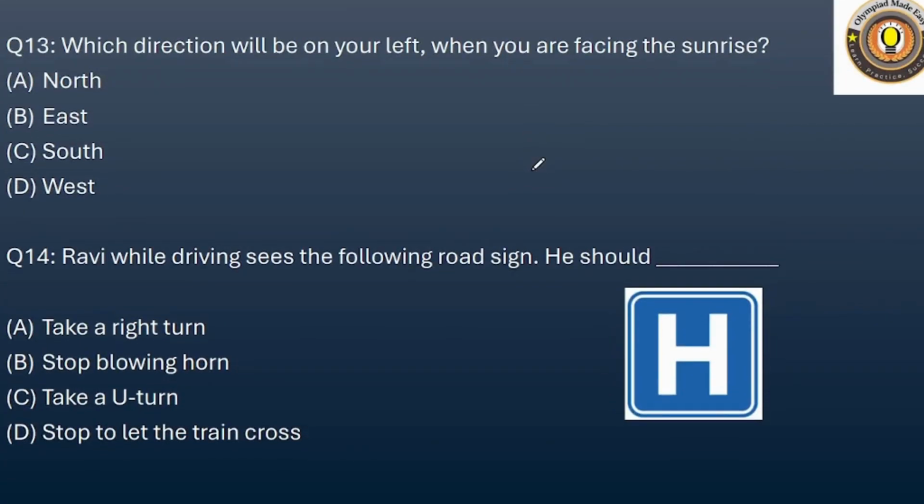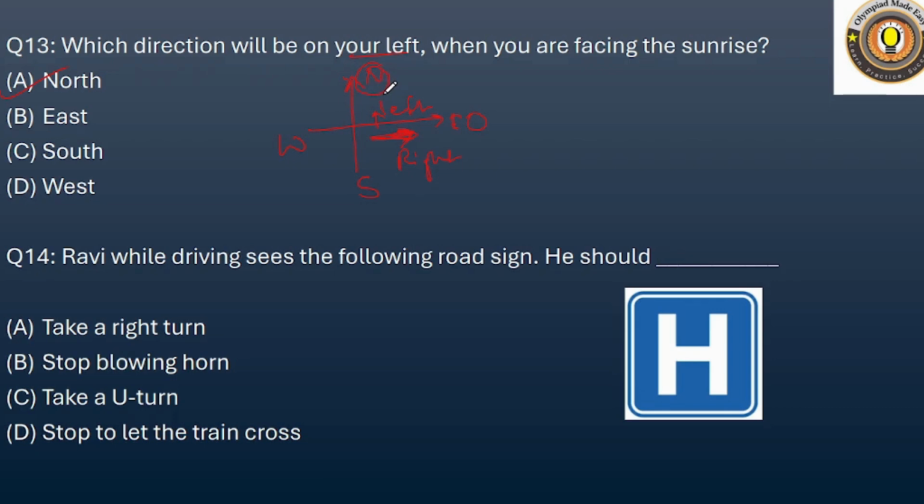Which direction will be on your left while you are facing the sunrise? On paper, the top is north, the bottom is south, this is east, and this is west. Sunrise means east. You are facing the sunrise, so your face is in this direction. So this will be your right side, and this will be your left side. On your left is north.